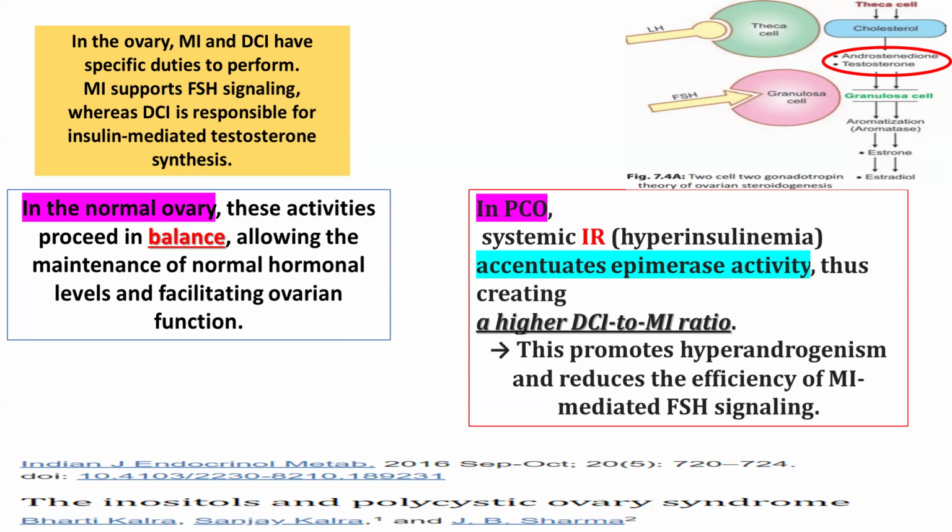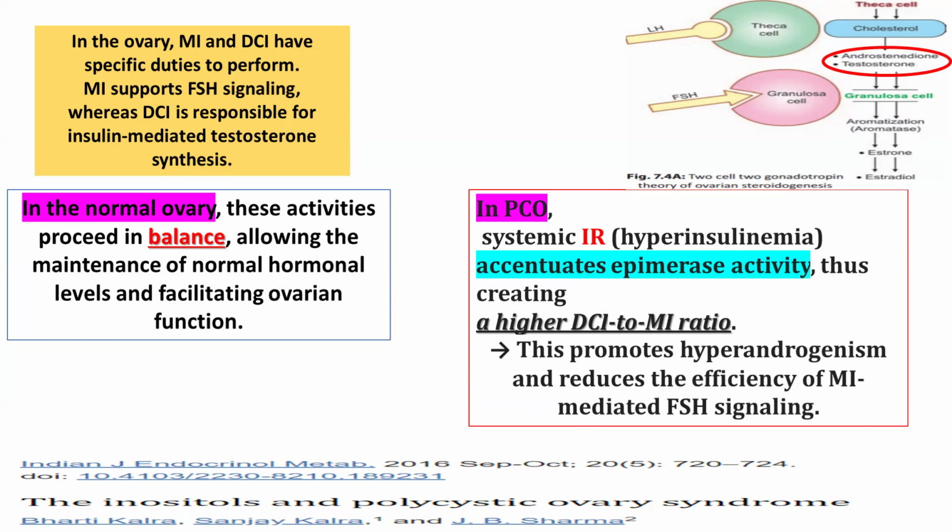So the second point, what about the ovary? You are talking about diabetes. Okay, this is a systemic problem in the blood. What about the ovary itself? In the ovary, we have to go in depth to know the exact function of the myo and the chiro. In the ovary, the myo and the chiro have specific duties.